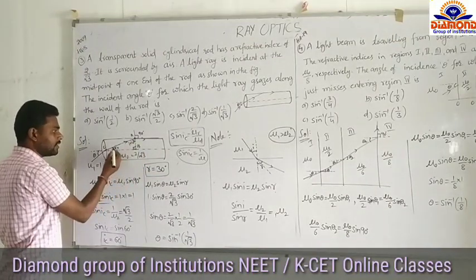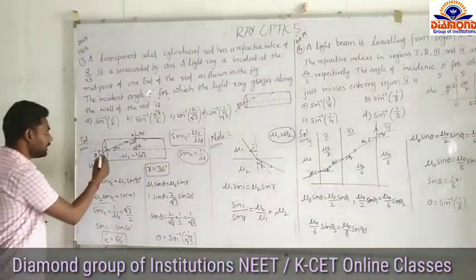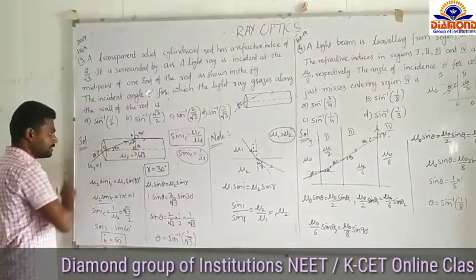So then what is the r value? 30 degrees. So directly we will get the 30 degrees. r value is 30 degrees. Again, at the C point, apply the Snell's law.